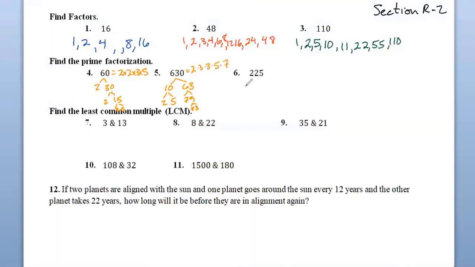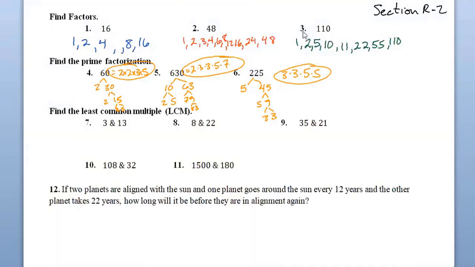All righty. Number 6, 225. I don't know this one off the top of my head. Let me see. It looks like a 5 would go into it. Let me see. That's 40, 45 times. That's 5 times 9, which is 3 times 3. So we have 3 times 3 times 5 times 5. There we go. Let me circle those answers so they're easier to identify.